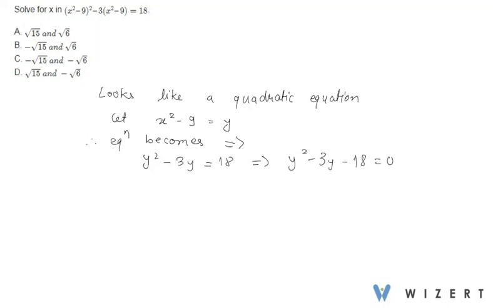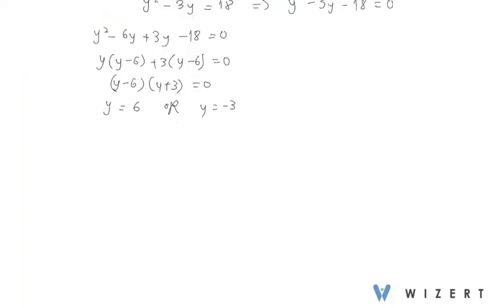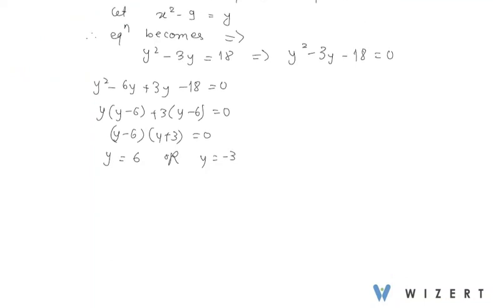Now in order to solve this, let's use the factorization method. So we can write this as y² − 6y + 3y − 18 = 0. That becomes y(y − 6) + 3(y − 6) = 0. So we get (y − 6)(y + 3) = 0. That gives us y = 6 or y = −3. So for each value of y, we'll calculate the value of x.